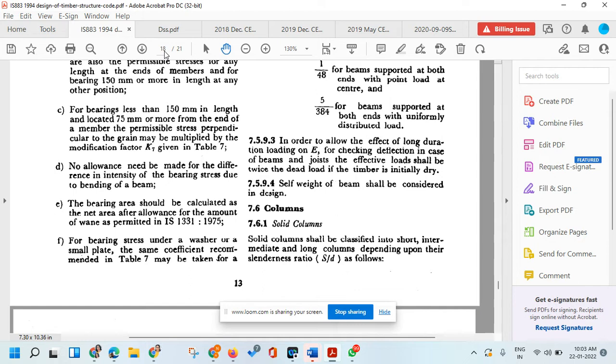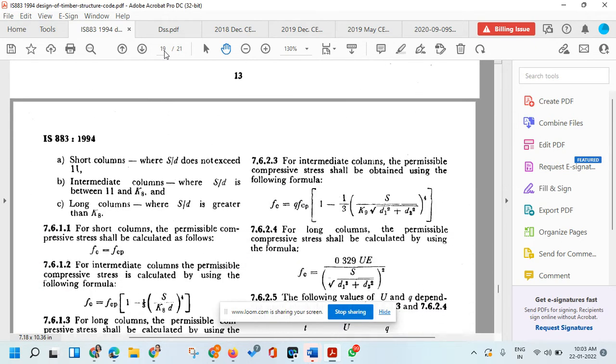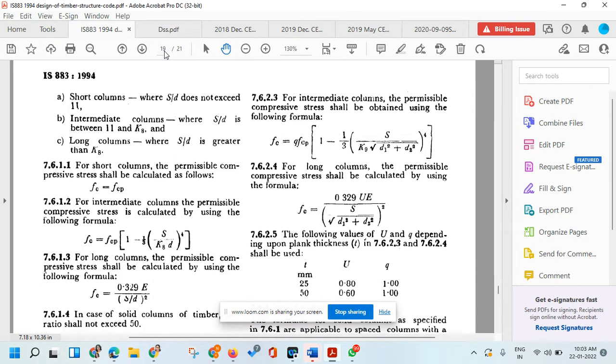The basic procedure of design of column is to calculate the slenderness ratio of the given column, and based on the slenderness ratio we have to decide whether the column is short, intermediate or long. And once it is decided, we have the equation to calculate the compressive stress of the column, and select a suitable equation and get the stress. Then multiply the stress value with the cross-sectional area and thus you will be getting the load carrying capacity.